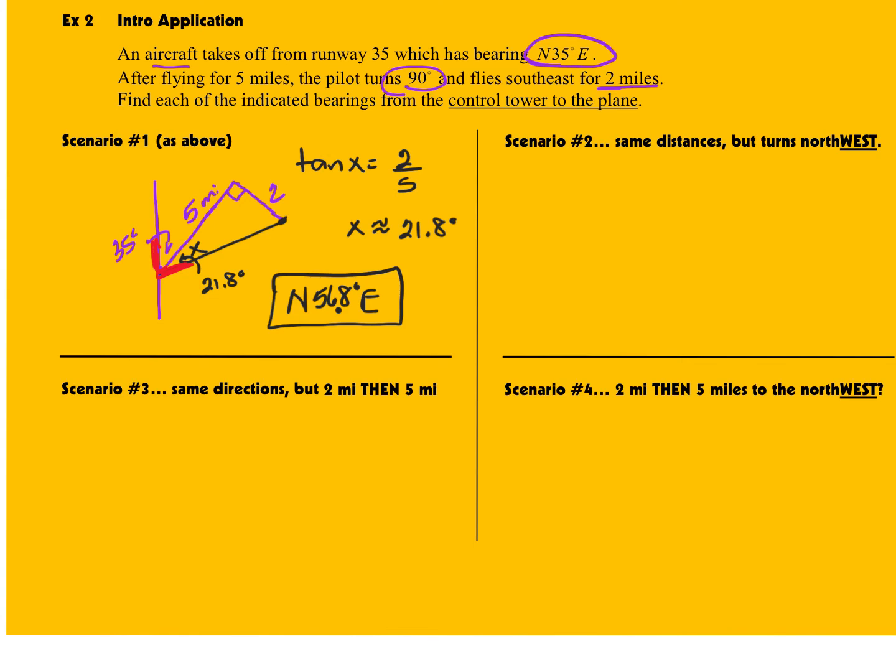Now what we want to do is look at a couple other scenarios. It's going to be these same numbers over and over, but we're going to mix up the directions. So the pilot's going to travel the exact same distances. So the picture to start off is going to be really simple because it's going to start off the same. We're going to start off with our 35 degrees. And now it's going to turn to the northwest. Remember, it first went 5 miles, and then it's going to turn 2 miles.